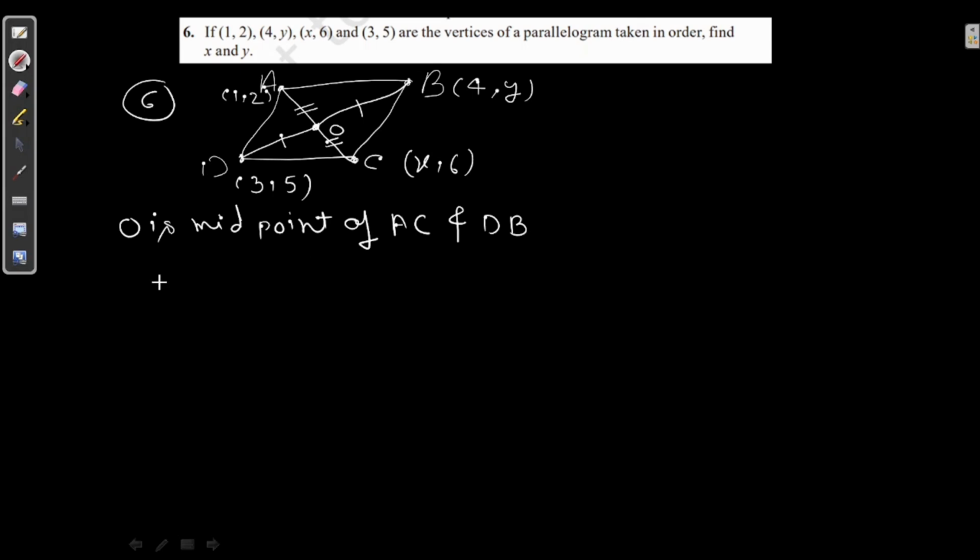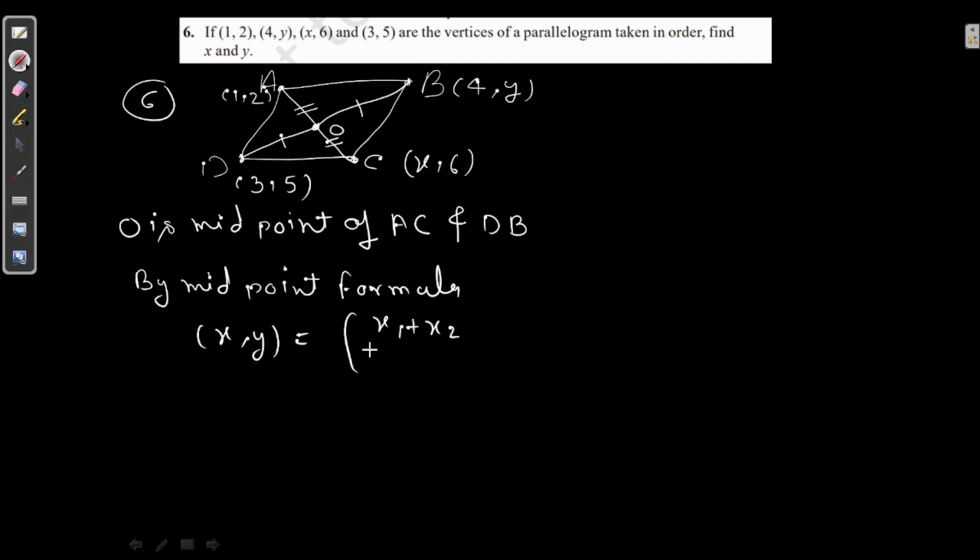So if O is the midpoint, first we will find the coordinates of O by the formula. Let us write it properly. By the midpoint formula: what is the midpoint formula? (x, y) is equal to ((x1 + x2)/2, (y1 + y2)/2).